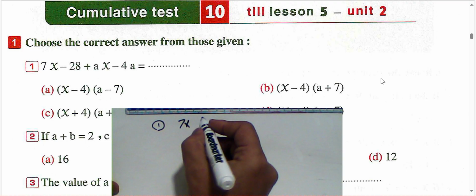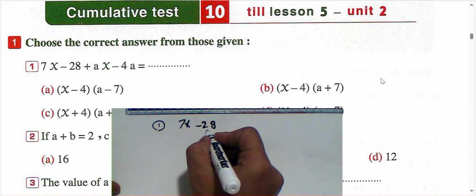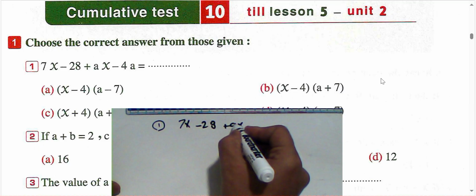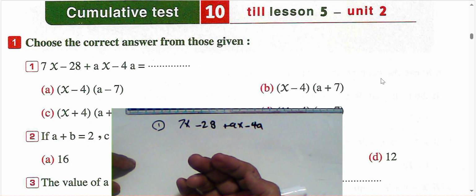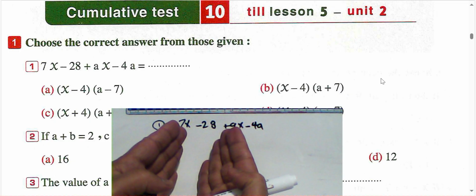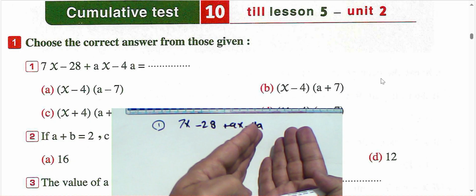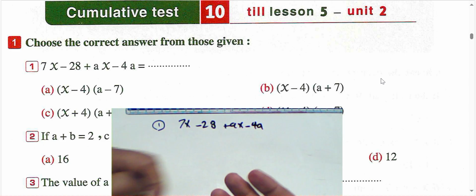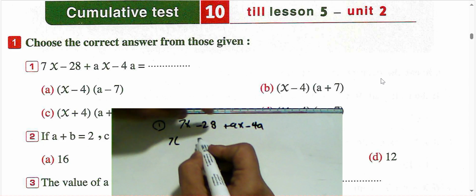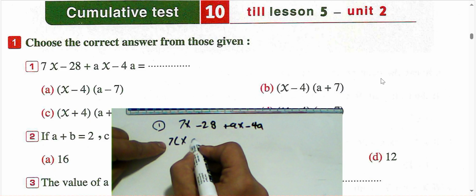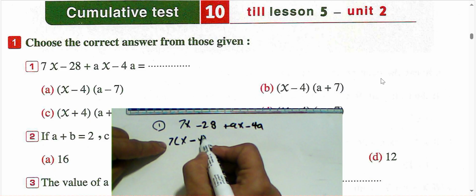7x subtract by 28 plus ax subtract by 4a. We have 4 terms. Then we can divide it into 2 terms together and also 2 terms together using commutative and associative properties. Okay, we can write here 7 as the highest common factor between 2 terms: 7x divided by 7 equals x, and 28 divided by 7 equals 4.